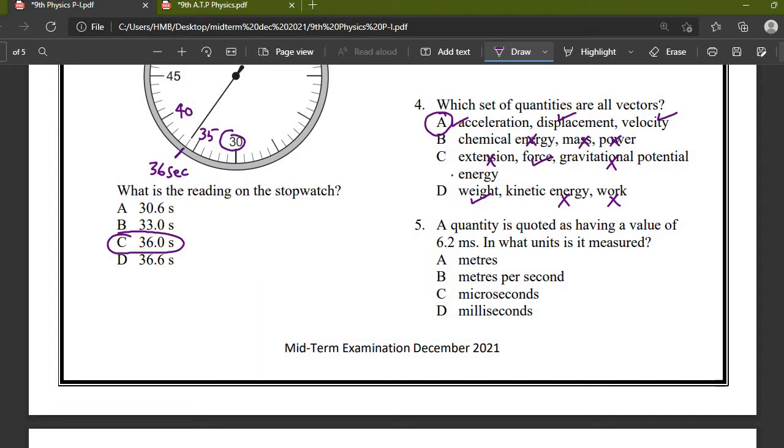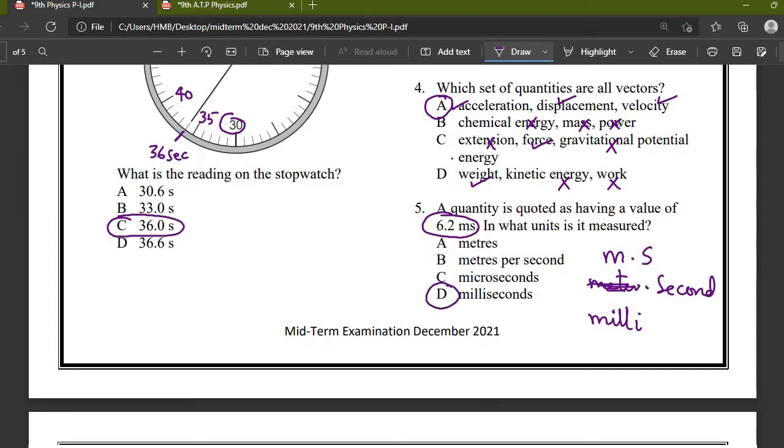A quantity is quoted as having a value of 6.2 ms. In what unit is it measured? For ms, we know that m is for milli and s is for seconds. So the correct answer is milliseconds. So option D is the right answer.